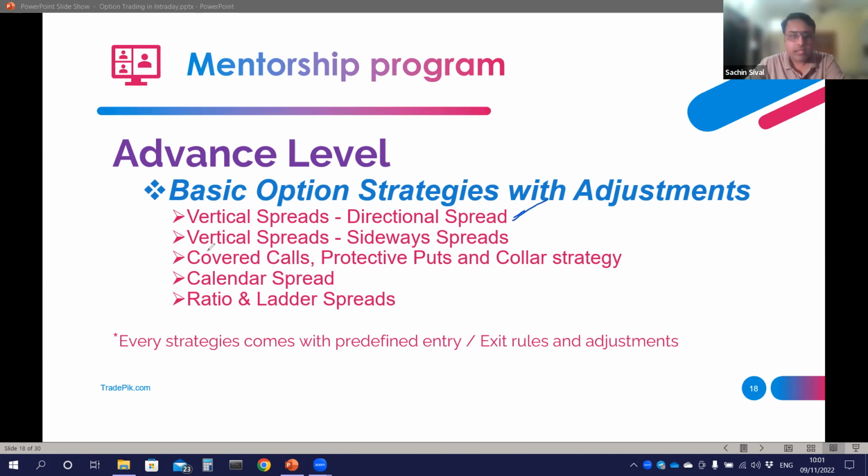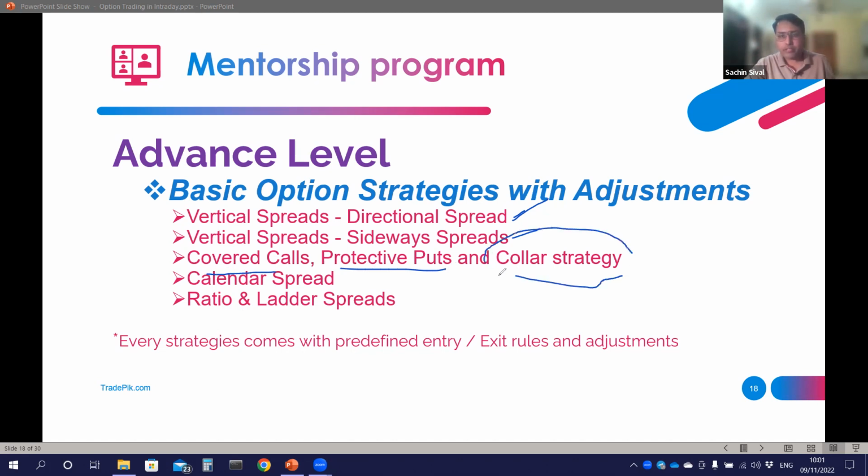The second thing is vertical spreads that are sideways spreads, like the example I just gave, the bull put spread. Sorry, the bull put spread is a sideways spread. And we will learn about covered call, protective put and collar strategy.